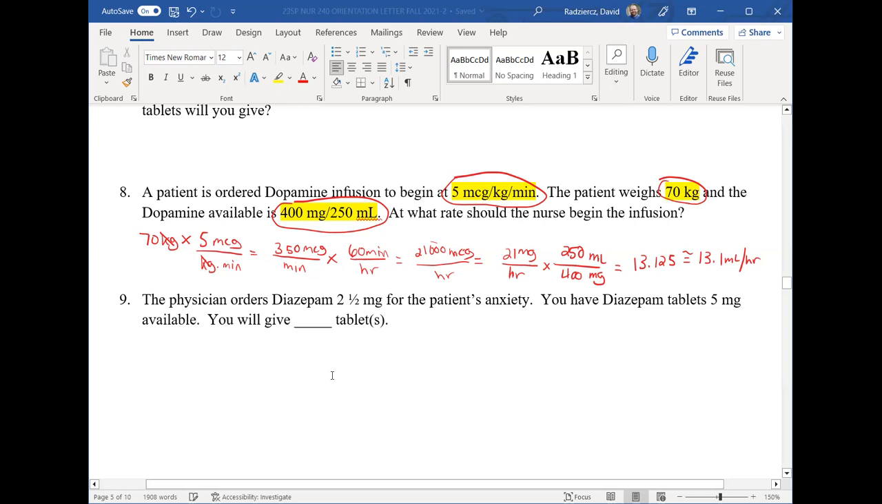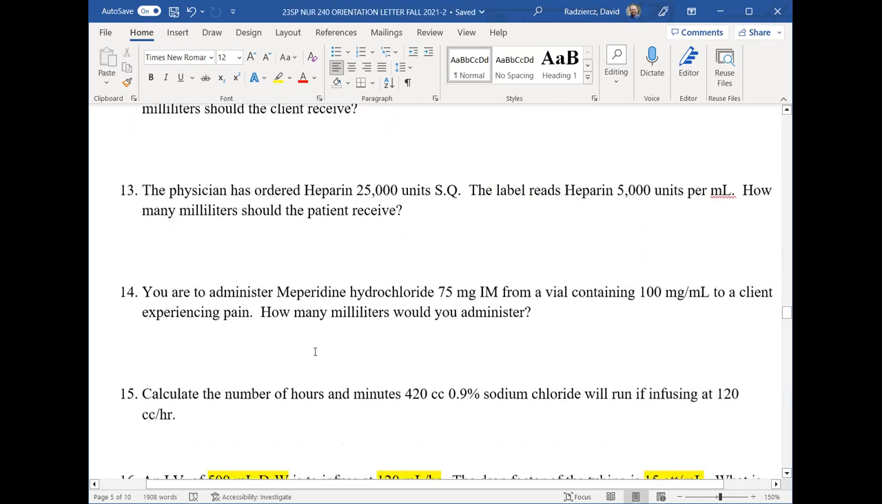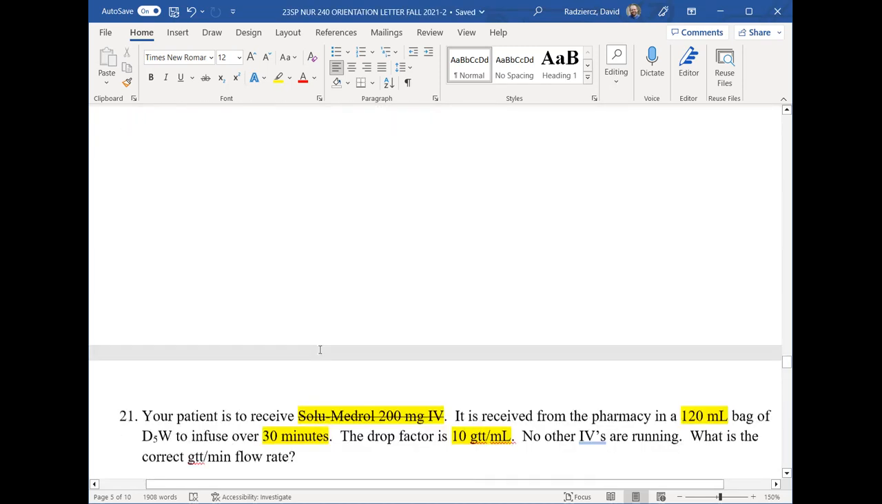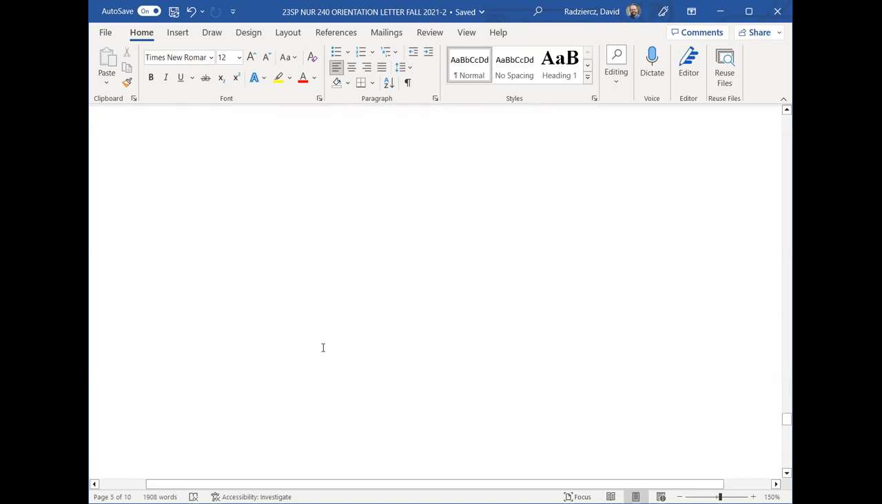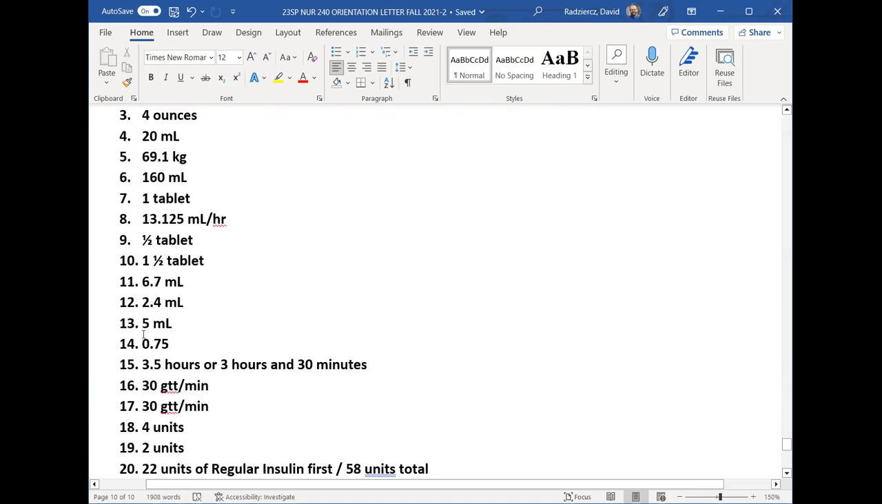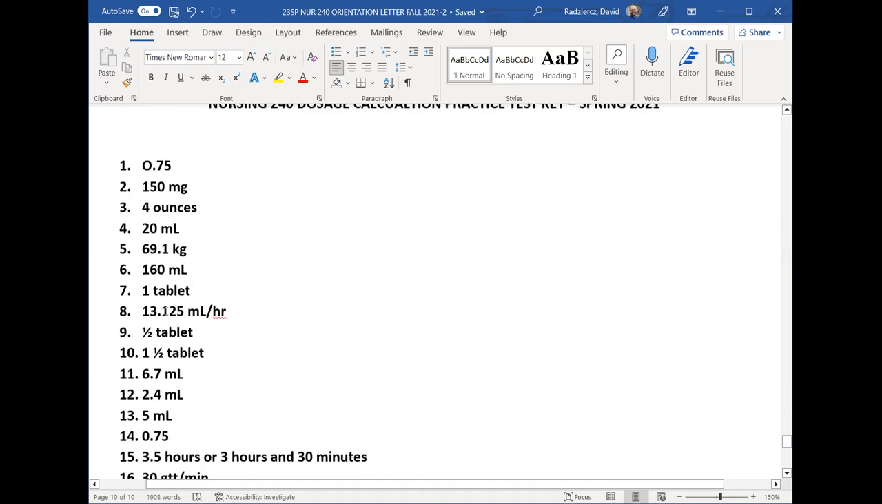I do think the key is different on this one. Let me just double check. I don't even remember what number that was. Oh yeah, here we go. Yeah, so I think this should actually be rounded to the 13.125 milliliters, or 13.1, because to my knowledge, you're not able to plug in all those numbers into your infusion pump.